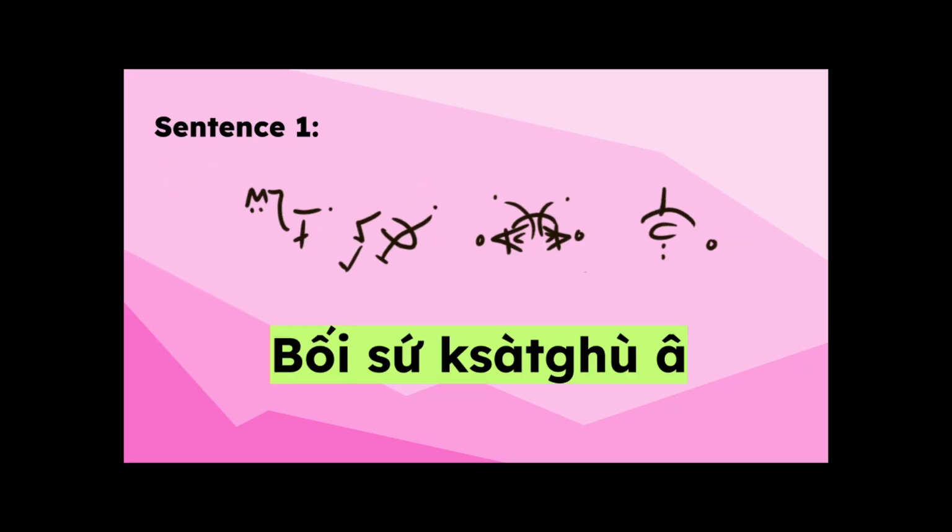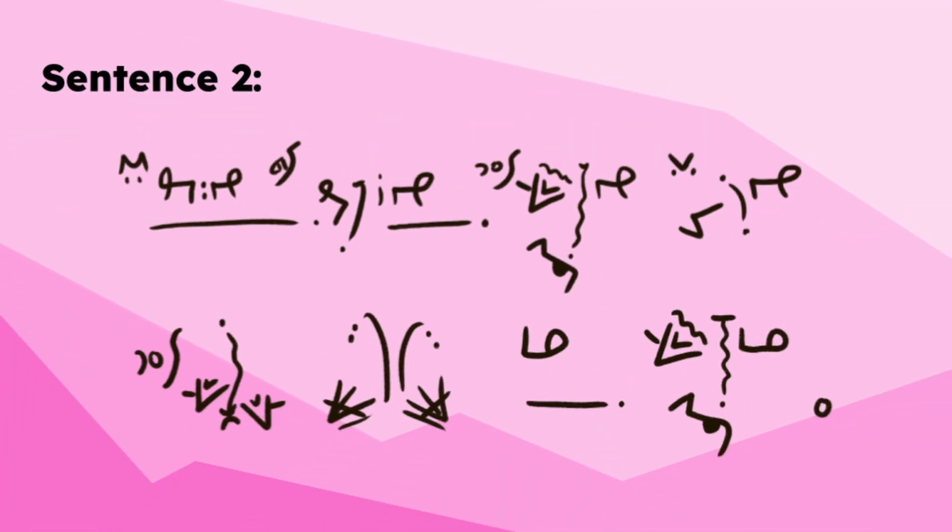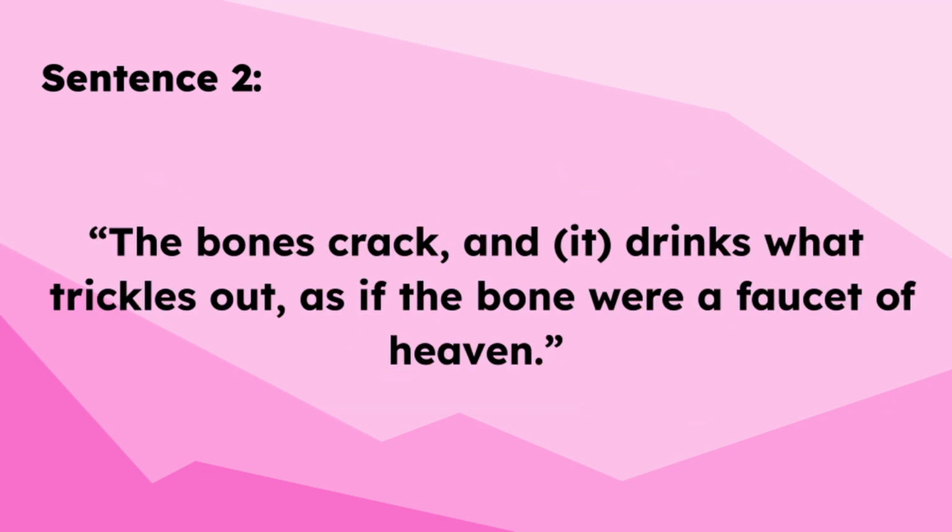maybe a little boring? Okay, let's try another sentence then. Bam! This six-word beauty is a sign-spatial complex, translating out of the language as the bones crack and it drinks what trickles out, as if the bone were a faucet of heaven. Let's explore more to see how the meaning is constructed and how to approach speaking it.